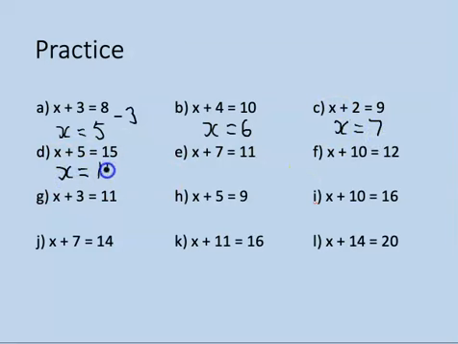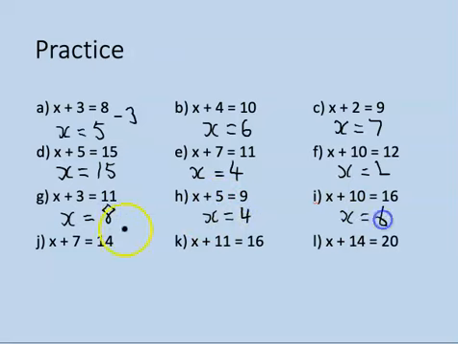So I get 15, 4, 2, 8, 4 for H, I is going to be 6, for J it's 7, for K x is 5, and for L x is 6. So that's the case for what happens when you have to add them.